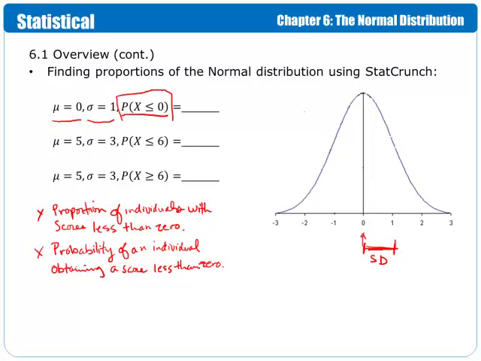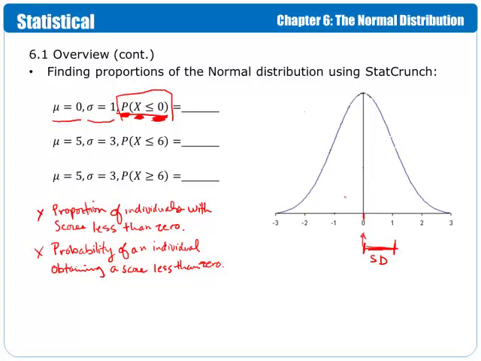So we're saying the probability or proportion of the individuals with scores less than 0. So x is considered our score. So if we look at our graph and we find where 0 is, it's right here in the middle.